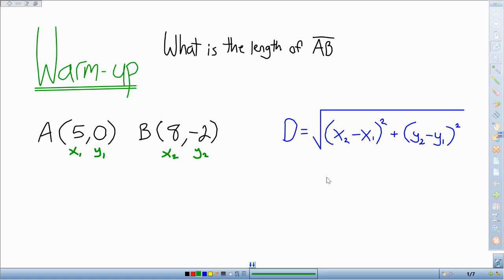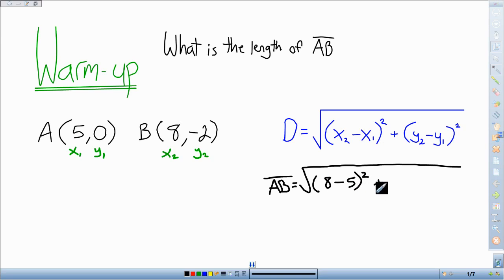Okay, so hopefully you were able to try that out. Let's go ahead and do it together and we'll see how it went. So you guys hopefully already did this, so I'm going to go through kind of quick. I'm using D for distance here, but we know the name of our segment, so I'm actually going to use segment AB. So segment AB equals square root of, and let's plug all this in. x2 minus x1, x2 is an 8, minus x1, 5, squared, plus doing the same thing with my y's, y2, which is a negative 2, minus y1, which is a 0 squared.